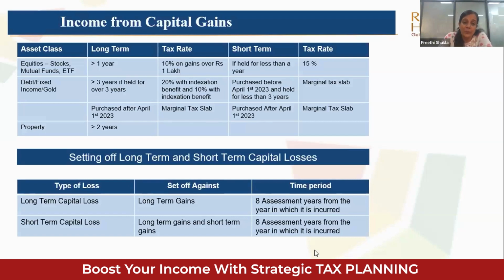Okay. But if you have purchased any debt fixed income product like a debt mutual fund prior to April 1st, 2023, and if you were holding it for more than 3 years, it would be considered long term, and you would get a 20% tax rate with indexation benefit. If you are not claiming indexation benefit, it is a flat 10%. If you have any specific questions, ask.